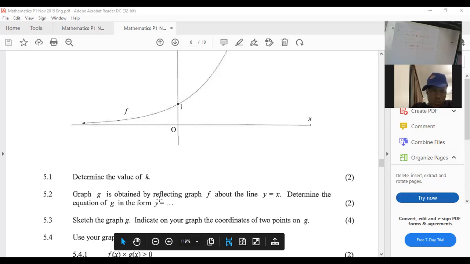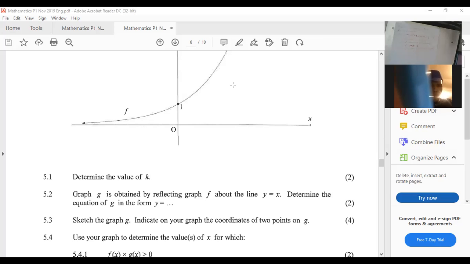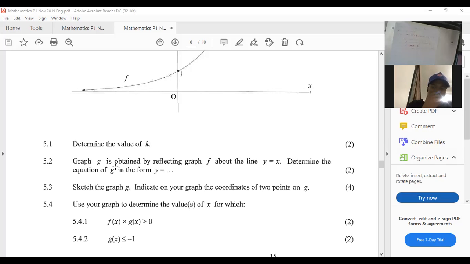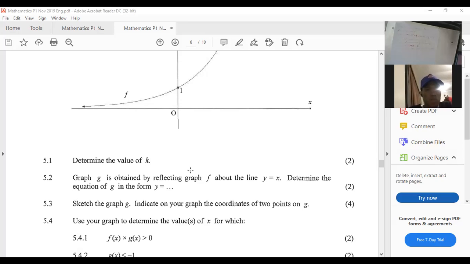g is obtained by reflecting f about the line y equals x. Now, how do we reflect it this way? Reflecting about y equals x gives the inverse, which is the log function. Then you have to indicate that g must be y equals log of x base a.